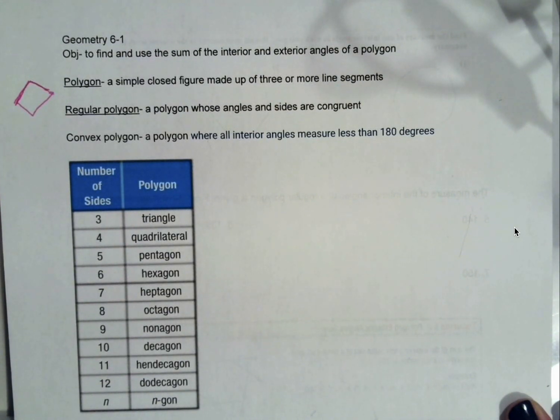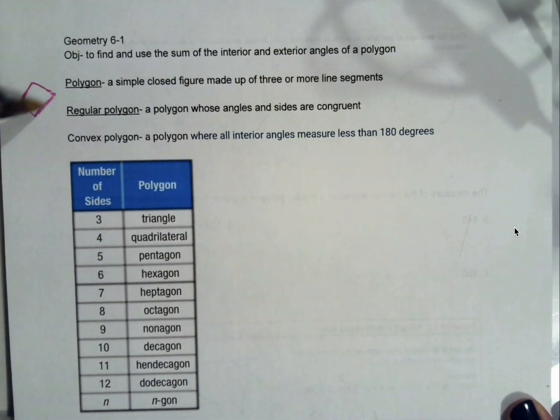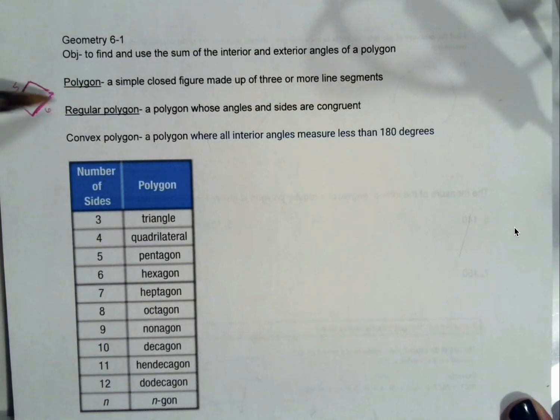So we have a regular polygon. A regular polygon is a polygon whose angles and sides are congruent. So this one would not be regular because this side appears to be longer than that side. If this is 5 centimeters and this is 6 centimeters, it could be a polygon, but not a regular polygon. We have a convex polygon, so that's a polygon where all interior angles measure less than 180 degrees.